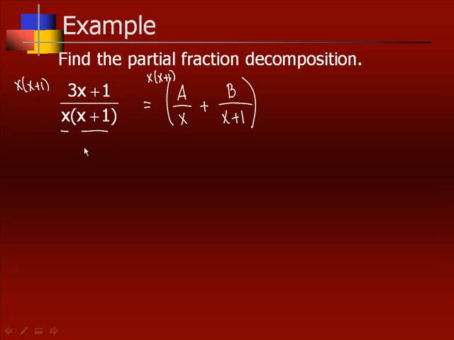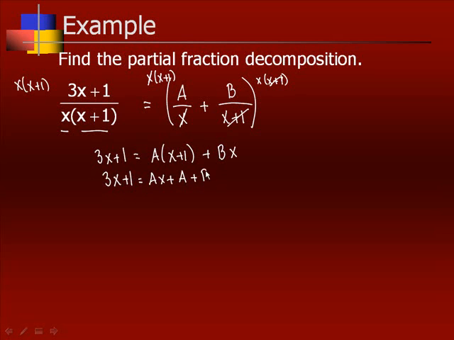Well, on this first side, the denominator and the new piece cancel, so we get 3x plus 1. On the second side, the first term, the x's cancel, so we get A times x plus 1. On the third piece, when we multiply it by x times x plus 1, we get Bx. So we get 3x plus 1 equals Ax plus A plus Bx.